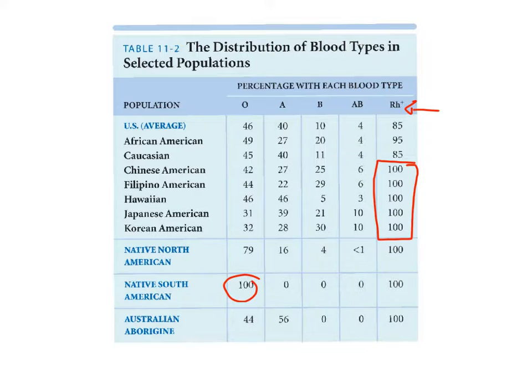Whereas other populations that probably had a lot of mixing have sort of equal amounts of A, B, and O type blood. In the U.S. average, B is going to be the rarest, pure, and then AB very rare, but most people in the U.S. are going to be of the positive type. So you can look at that chart on your own for something that you find interesting.